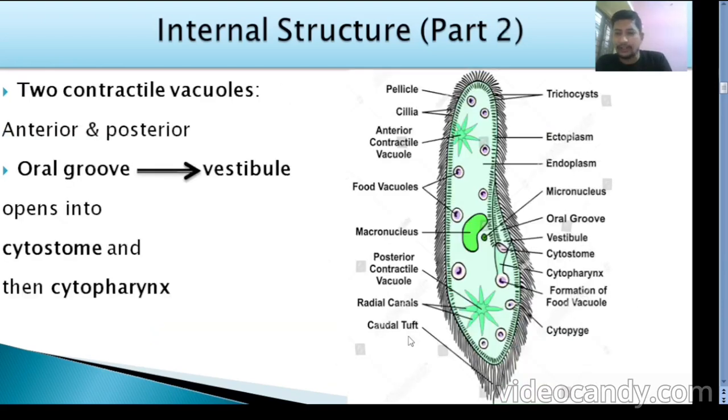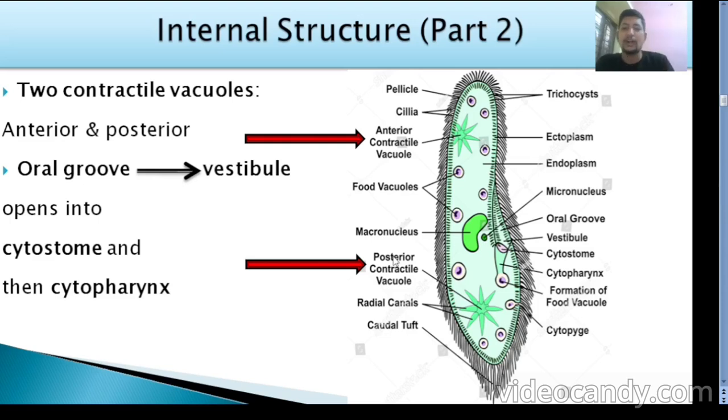If you look at the other structures, the paramecium has two contractile vacuoles, as you can see here: an anterior contractile vacuole and a posterior contractile vacuole. This is the posterior contractile vacuole, this is the anterior contractile vacuole, and if you just revise: ectoplasm, endoplasm, micronucleus, macronucleus, cilia, pellicle, trichocyst.